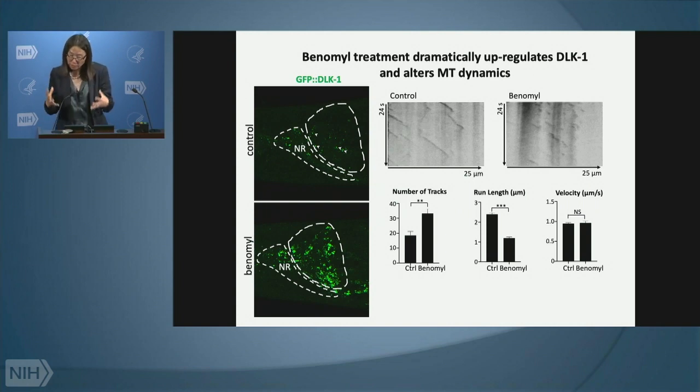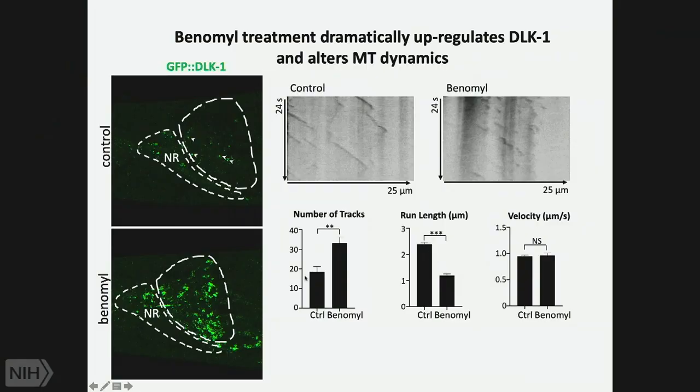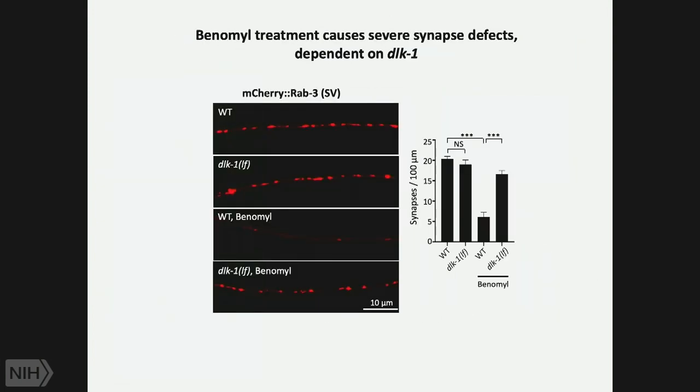When we treat the animals with spermine, which basically depolymerizes many tubulins, this is very dramatic. When we treat this, DLK is dramatically upregulated, and the microtubule dynamics is severely altered, both in the number of tracks you detect as well as very short running lengths. In this case, what we see is that spermine treatment depolymerized the majority of microtubules. It resulted in severe synapse defects, as you see here.